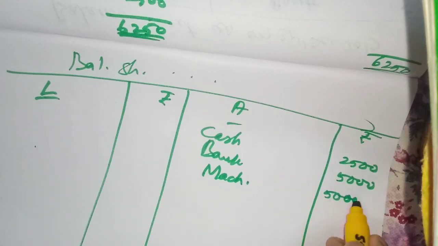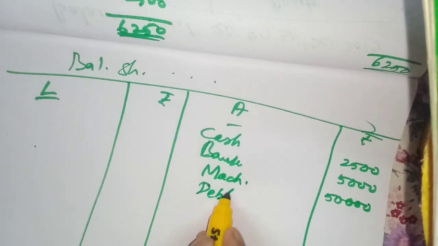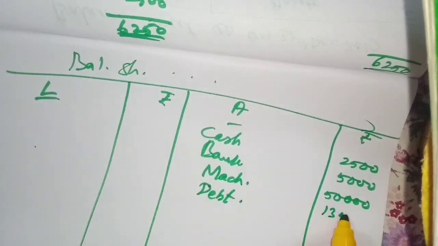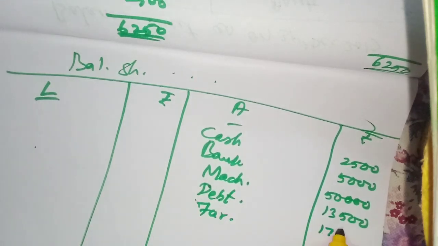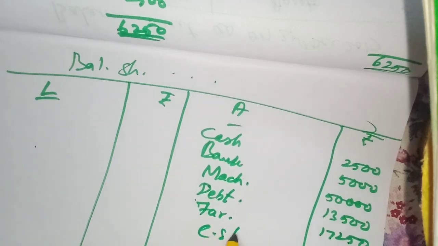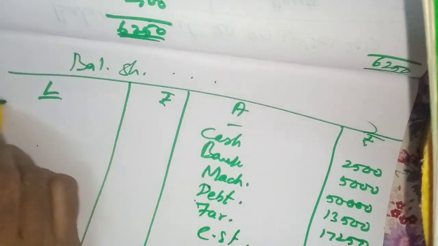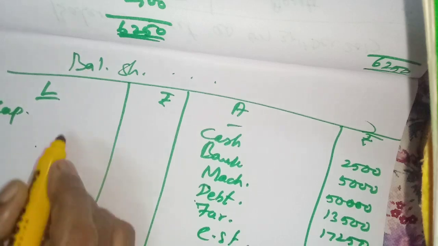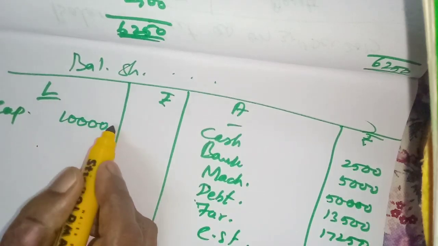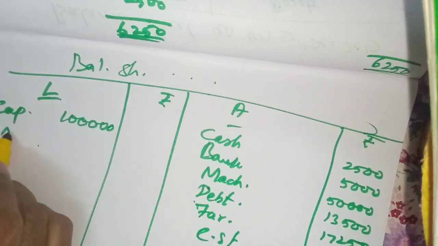Then machinery 50,000. Debtors 13,500. Then furniture 17,250. Then closing stock, 2 times it will come, 8,000. Then here first you write capital. Capital how much? 1 lakh.